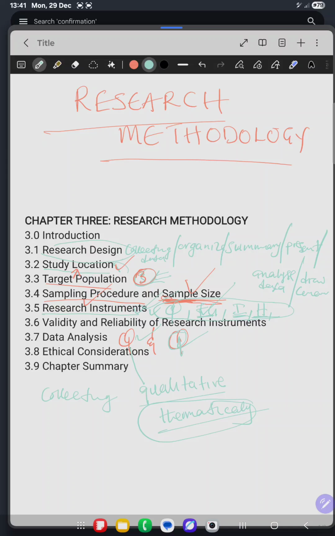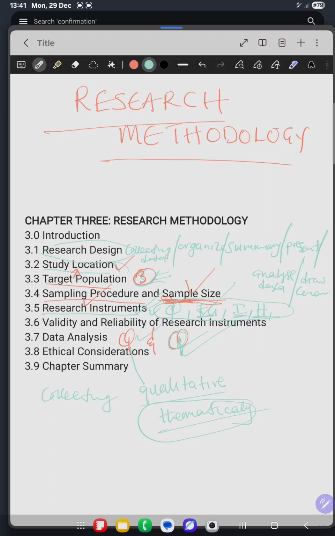You can use maybe hypothesis testing. You can use a lot of methods that are statistical in nature for you to be able to analyze data which is quantitative. So that is how you can analyze data which is quantitative.